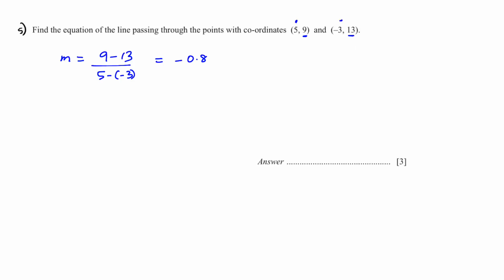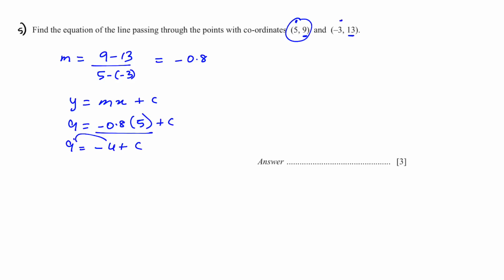-0.8. Now choose any one point. I'm choosing this point. We are going to replace to find our c. y is 9, gradient is -0.8, and x is 5. When we put this in the calculator, we will get -4. This 4 moves to the other side. 9 plus 4 is our c. 13 is c. Now we are going to replace the gradient, which is -0.8, and c, which is 13. So we are done with this question.